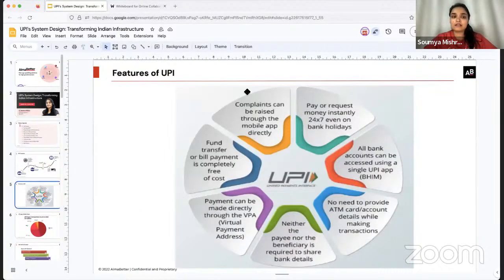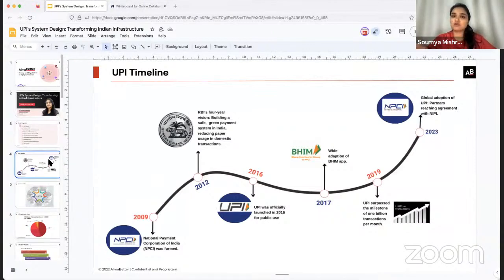Now, let's talk about features of UPI. Before we talk about the features, why don't you tell me what features of UPI you have used? What are the features of UPI that you like? Or let me put it like this: why do you use UPI in the first place?